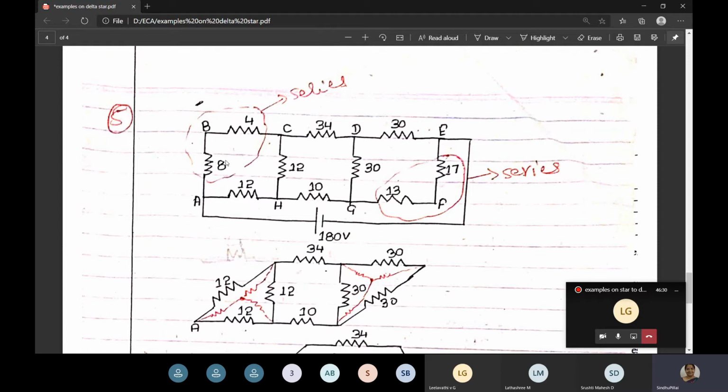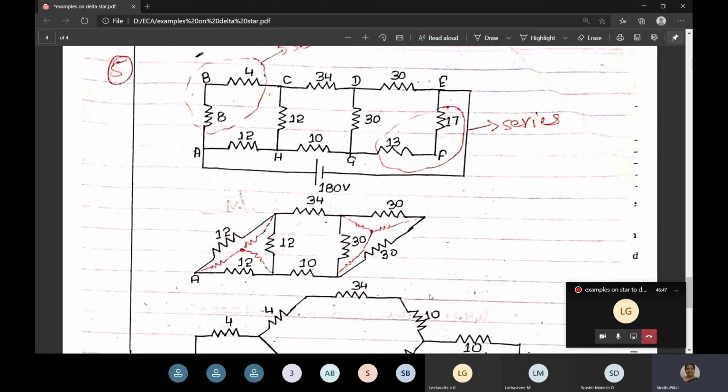That is very important. Without finding this, if you keep on solving the problem, you will not get the marks. You will not get the answer also, because first you have to find out the series connections. So 8 plus 4 is 12, that is written here, and 13 plus 17 is 30, that also is written here. After finding out the series connection, this 12, 12 and 12 is 1 delta, 30, 30 and 30 is 1 delta. 2 deltas are there, and convert them into star.